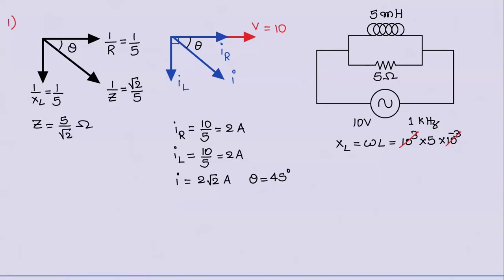Good. Now I want current. Current is equal to voltage, 10, by Z. Z is equal to 5 by root 2. Now root 2 goes to numerator and 5 goes 2 times. What is the value? 2 root 2 ampere. Check it, exactly same. Whatever way you want, you can deal with it.